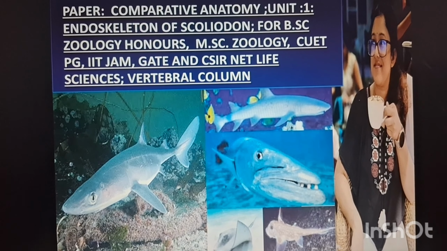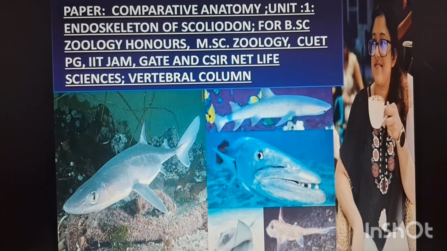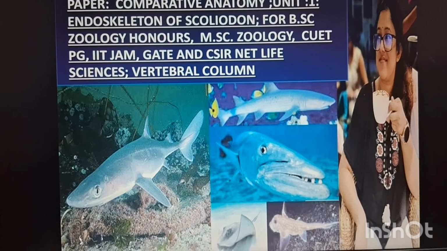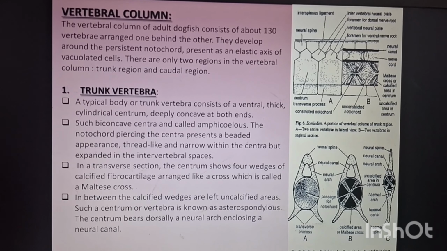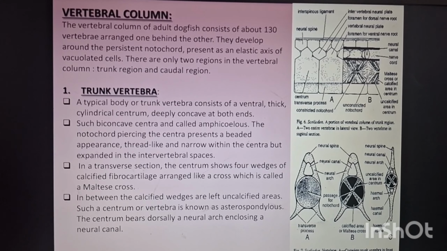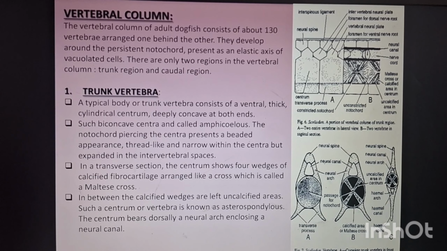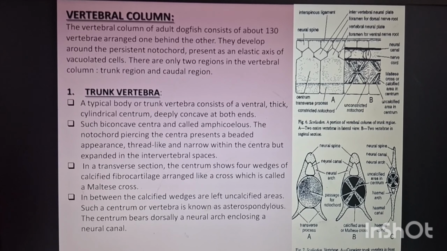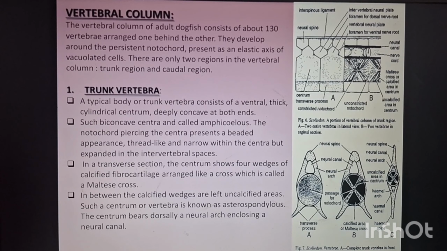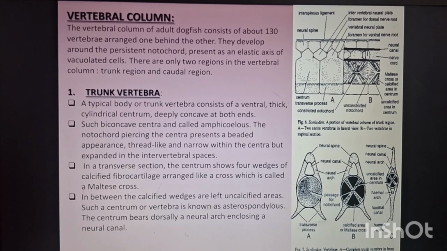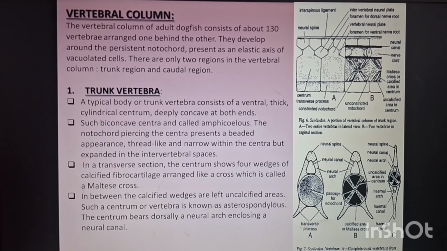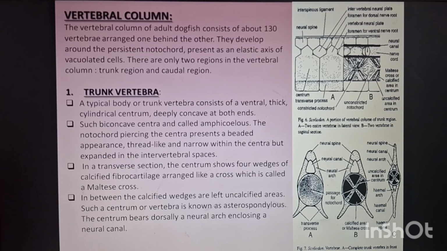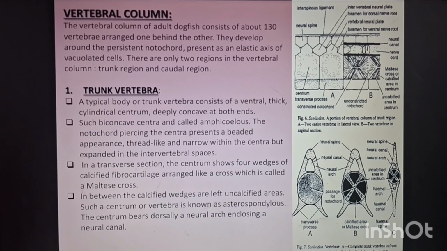Paper Comparative Anatomy, Unit 1, Endoskeleton of Scoliodon, and the topic is the vertebral column of Scoliodon. Introduction of the vertebral column of Scoliodon. The vertebral column of adult dogfish consists of about 130 vertebrae arranged one behind the other. They develop around the persistent notochord, present as an elastic axis of vacuolated cells. There are only two regions in the vertebral column, that is the trunk region and the caudal region.